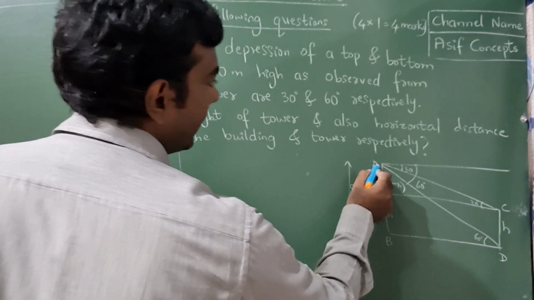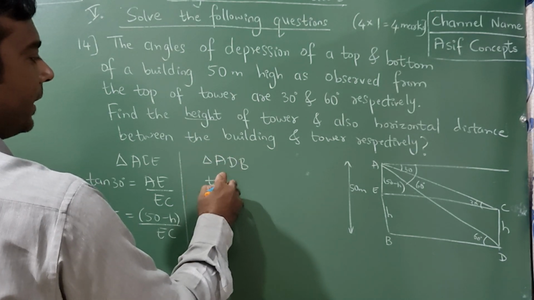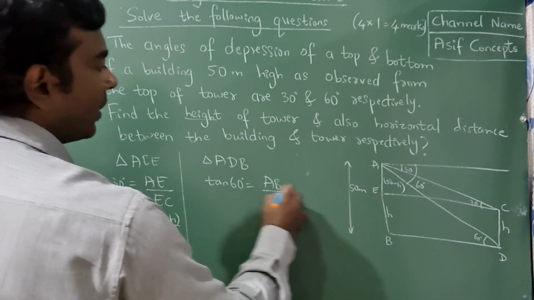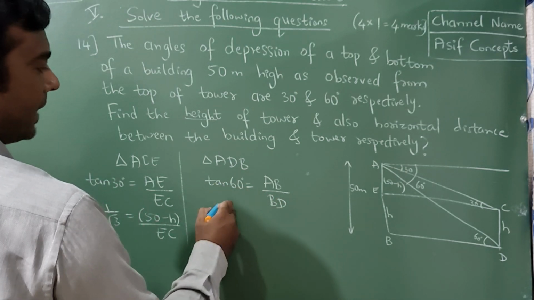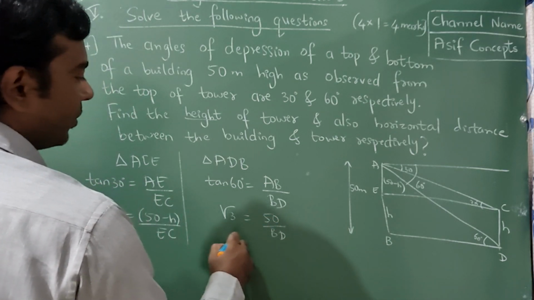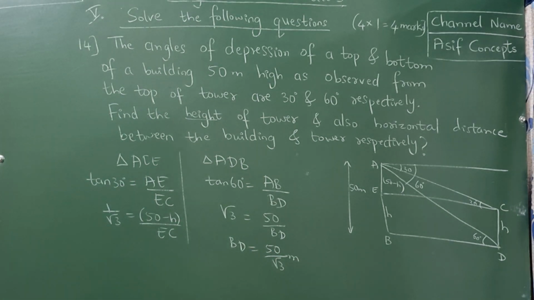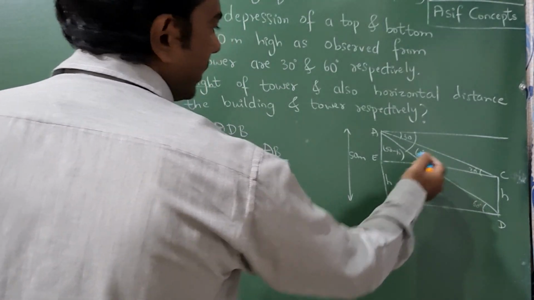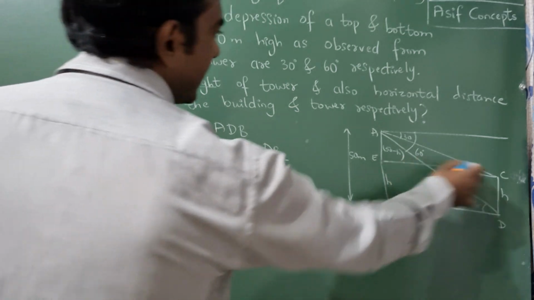Next I am going to consider triangle ADB. Tan 60 degrees is equal to AB upon BD. Tan 60 is root 3, AB is 50, equal to BD. So BD is equal to 50 divided by root 3 meters. Now as you know that these two are parallel, BD is equal to EC. So the BD value is 50 by root 3, which is the same as EC.